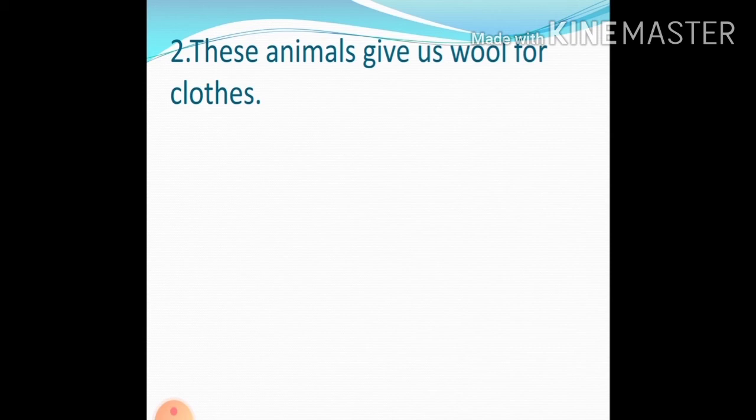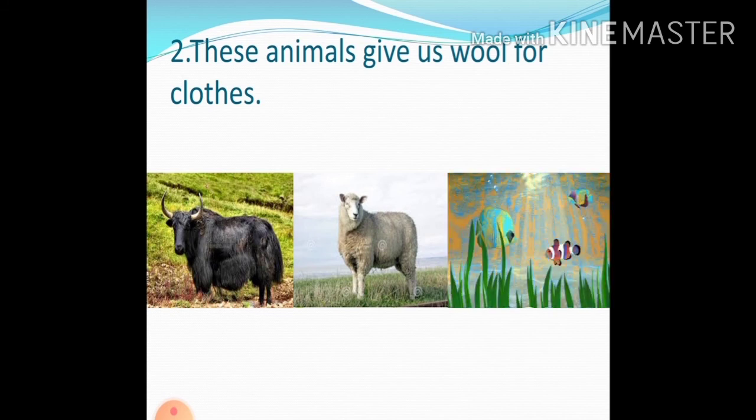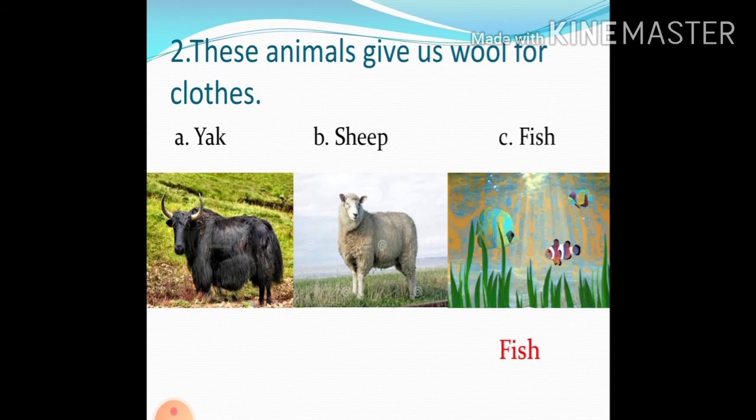These animals give us wool for clothes. Which animal gives us wool? So let's see the options. We have yak, sheep and fish. So what do you think? Which of these does not give us wool? I hope you know the answer. Yes, it's fish. So you have to circle fish.